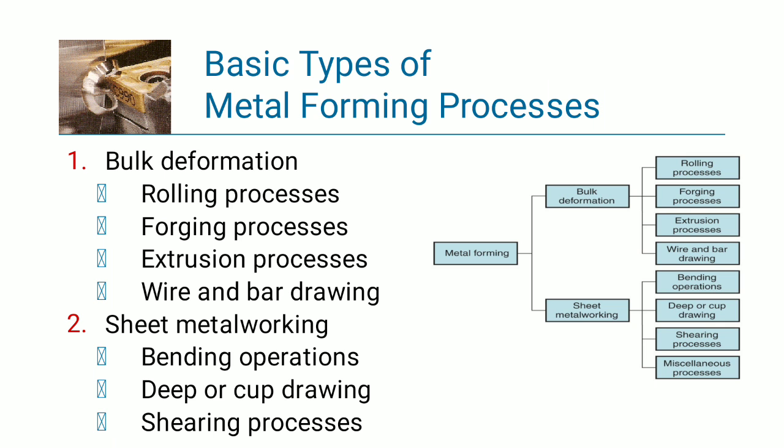The basic types of metal forming process. We categorize metal forming processes, as in the figure, into two parts: bulk deformation and sheet metal working. In bulk deformation, we again categorize rolling, forging, extrusion, and wire and bar drawing. In sheet metal forming, we categorize bending operations, deep or cup drawing, and shearing processes.